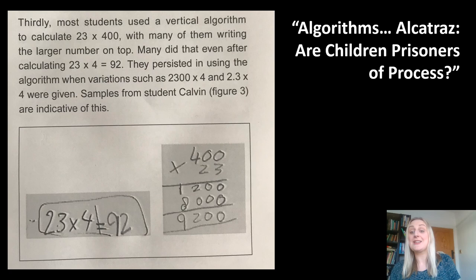And then the way they work it out is they do the 3 times the 0 and the 3 times the 0 and the 3 times the 4. And then they do the 20 times the 0 and the 20 times the 0 and the 20 times the 4. And then they add those together.